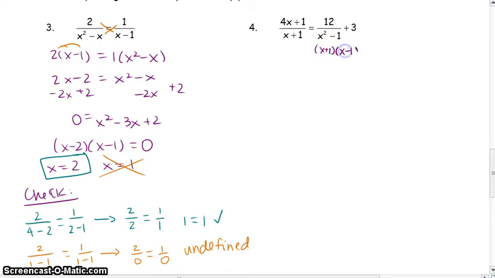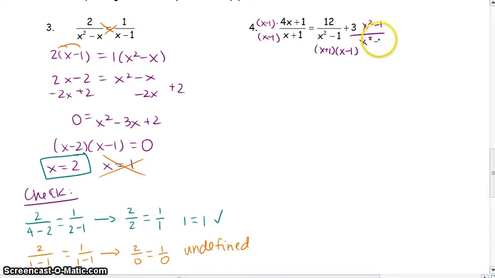and x minus 1. So then, looking at my other term, this one here, all I have to do to get a least common denominator is multiply the top and bottom by x minus 1. So that is what I'm going to do. And then the 3, you can just multiply it by your x plus 1, x minus 1, which is the same thing as x squared minus 1.